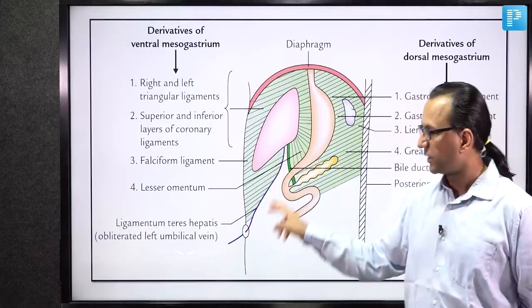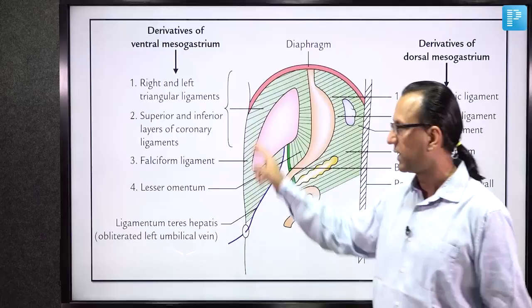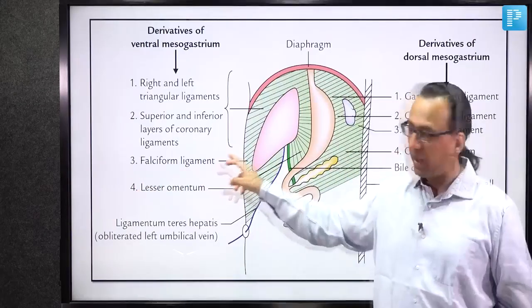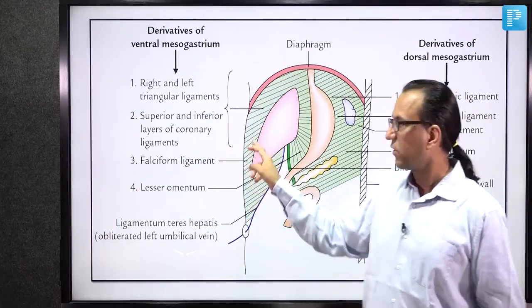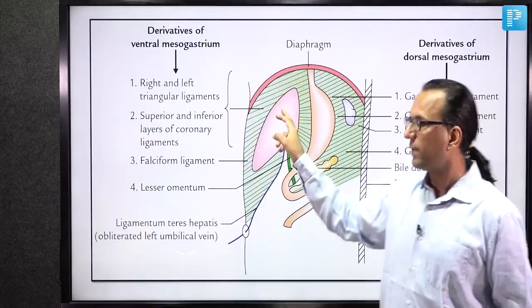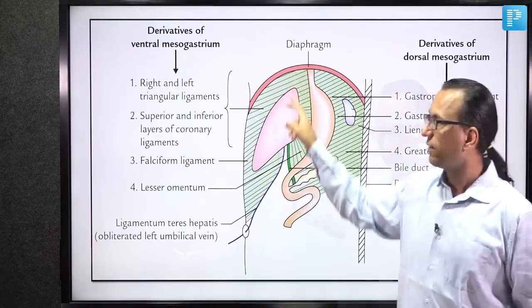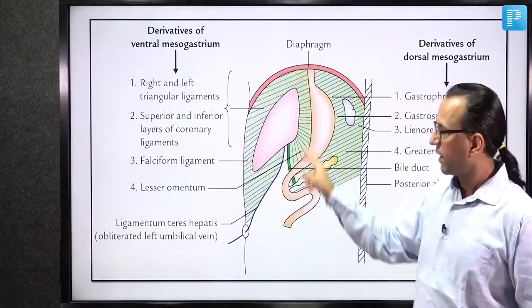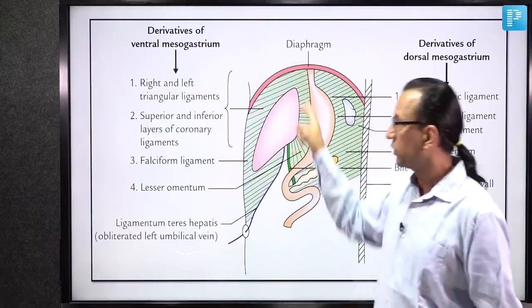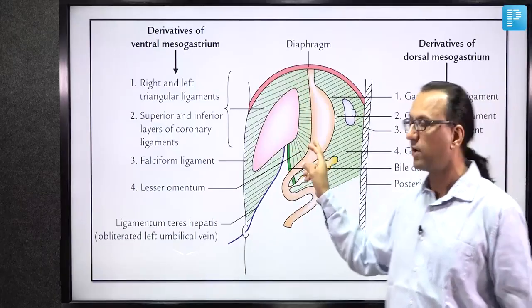To reach the liver, it is passing through a double fold of peritoneum, which is called the falciform ligament of liver, developing in the ventral mesentery. In the ventral mesentery also develops the coronary ligament of liver, which will be connecting liver superiorly to the diaphragm. And there is one more liver ligament here, which is called the lesser omentum, attaching to the lesser curvature of the stomach, which is anterior in the beginning.